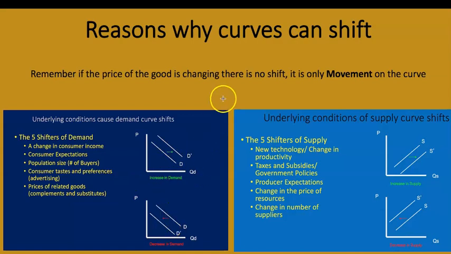Now, on the other hand, if you think the event is causing a change for the suppliers, like it's changing the cost to produce the item, go down and look at the 5 shifters and ask which of those 5 shifters is being met, and is it causing the supply to increase? In other words, the costs are getting reduced, so it's cheaper to produce. Or is it causing the supply to go down because it's more expensive to produce, with costs increasing? Anything involving cost should be suppliers. Anything that's involving willingness and ability to pay is the buyers or demand.